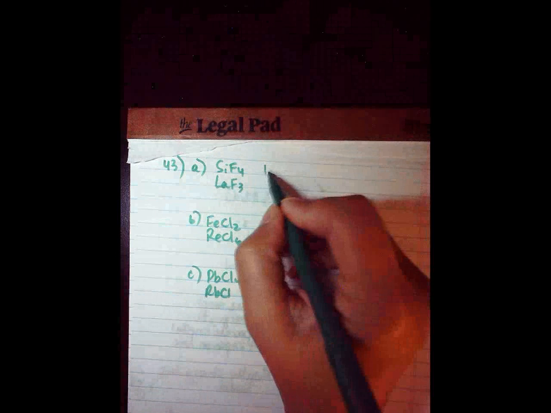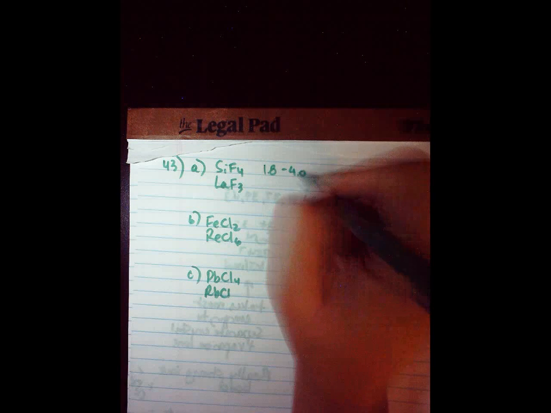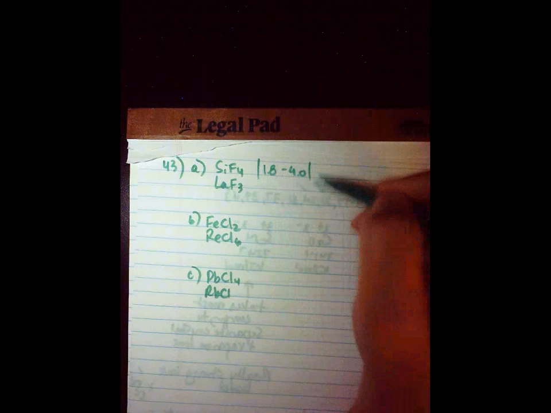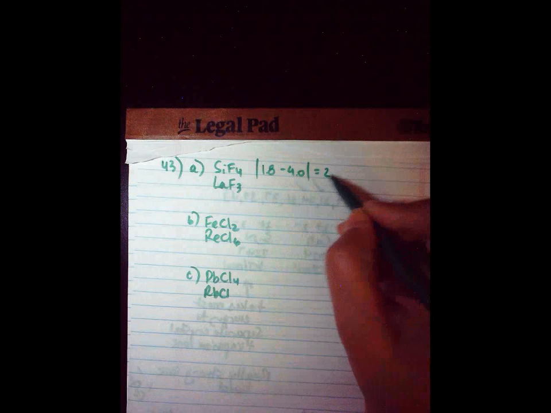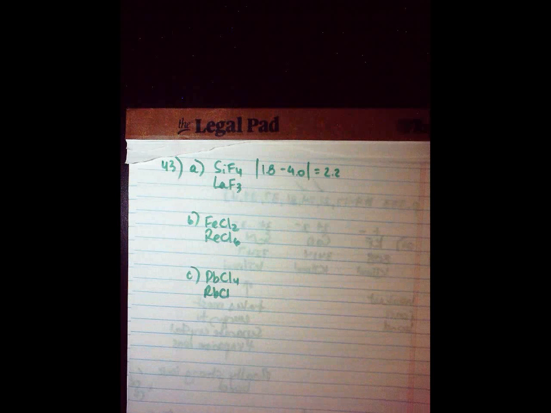All right, so what you do in this case, starting with SiF4, is you look up the electronegativity value for silicon, and it happens to be 1.8. And then you look up the electronegativity value for fluorine, and you subtract them. And you take the absolute value of that. All right, so 1.8 minus 4.0 is 2.2. And that tells you what kind of bond this forms, right?